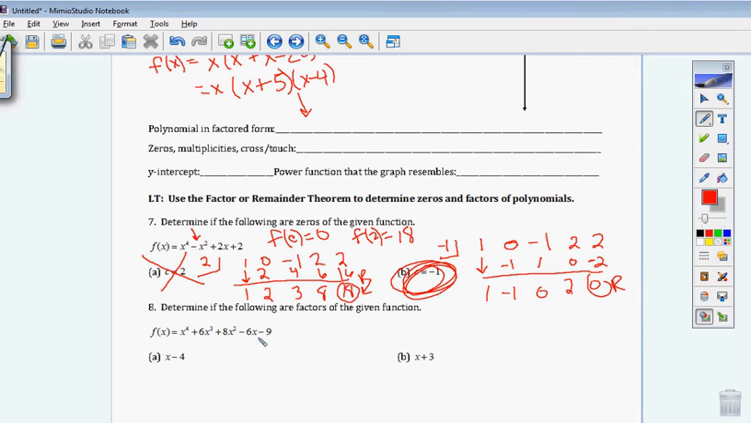Okay? You can do the exact same thing on number 8. It's just that you would use a C value of 4 for this one and a C value of -3. But the question is if the following's a factor.